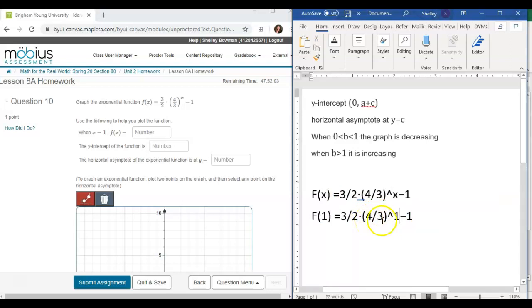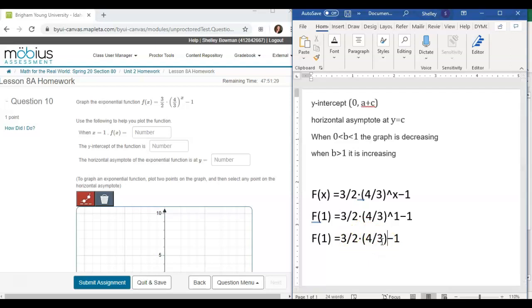4/3 being raised to the 1 is just 4/3. It doesn't change anything, it just says that it has one of them. So to evaluate that, calculate it, it's just 4/3 times 3/2. I can multiply numerator to numerator and denominator to denominator, or I can simplify beforehand. Here, if I multiplied numerator to numerator, I would have 12, and denominator times denominator is 6. 12 divided by 6 is 2.